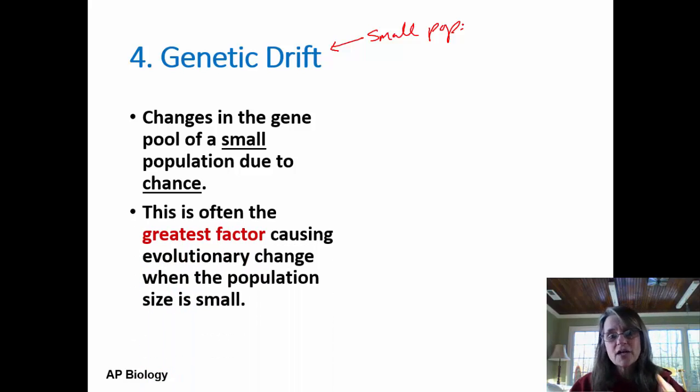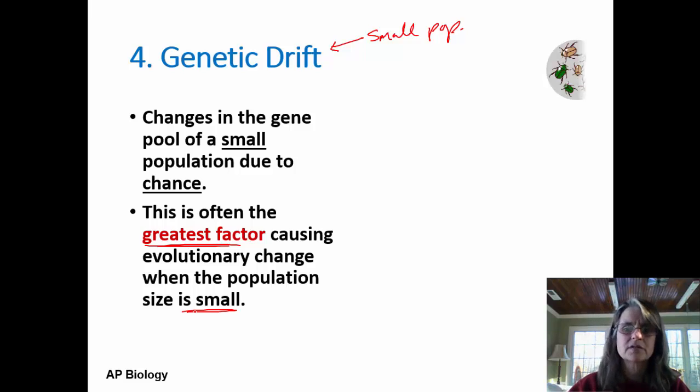And in fact, genetic drift is often the greatest factor causing evolutionary change when the population is fairly small, a much bigger factor than natural selection when the population size is small. I think it's important when we talk about genetic drift that we often think evolution, natural selection. Natural selection is not the only thing that causes evolutionary change. Random events can send a population on an evolutionary path also. And that's really, really important to keep in mind.